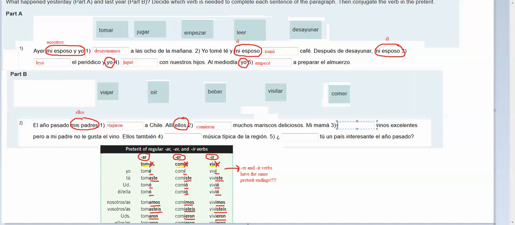Who did the drinking? My mother. And if I look down here, my mother is the same thing as saying she. So it would be bebió. Okay. Pero a mi padre no le gusta el vino. Ellos también blank música típica, oír.